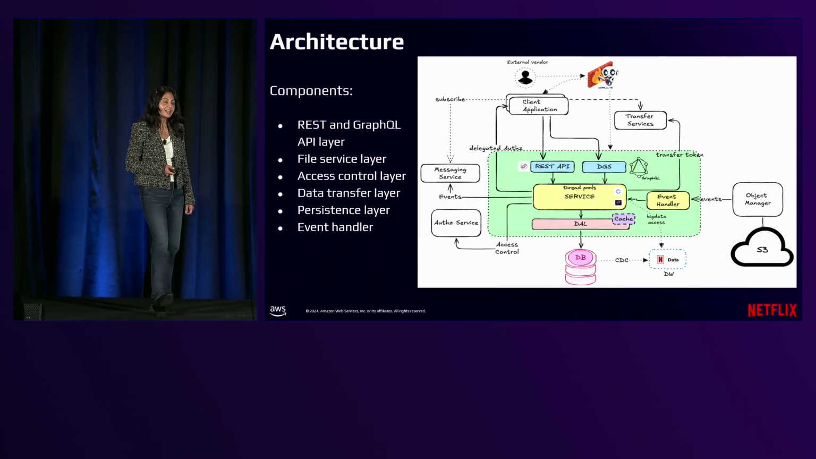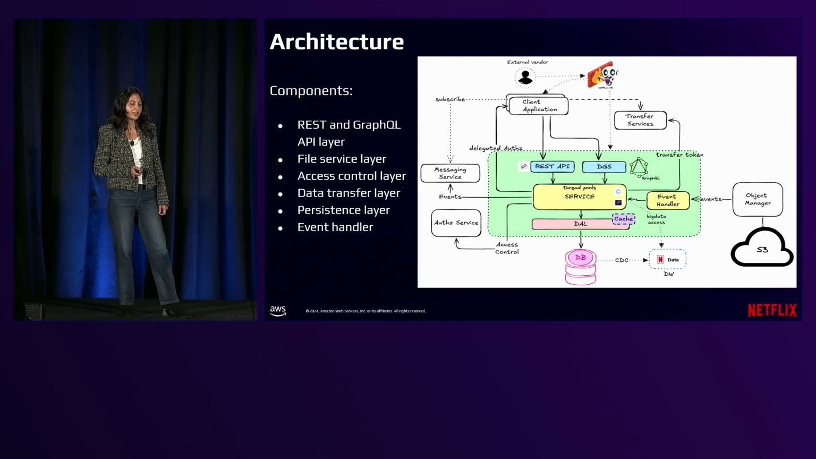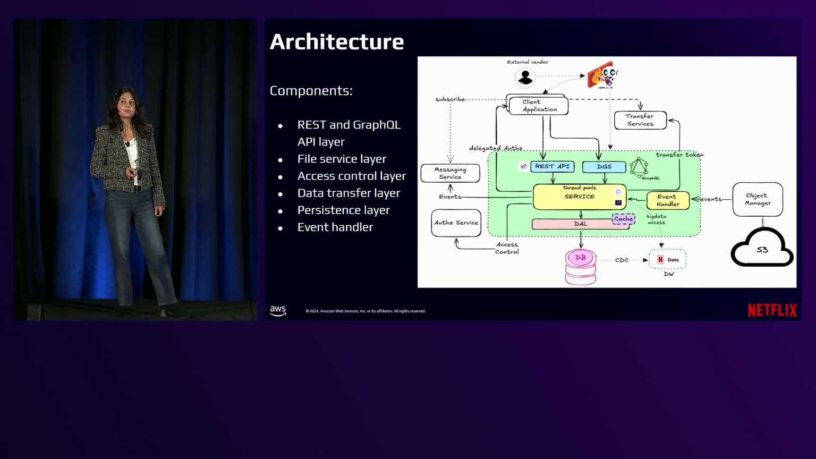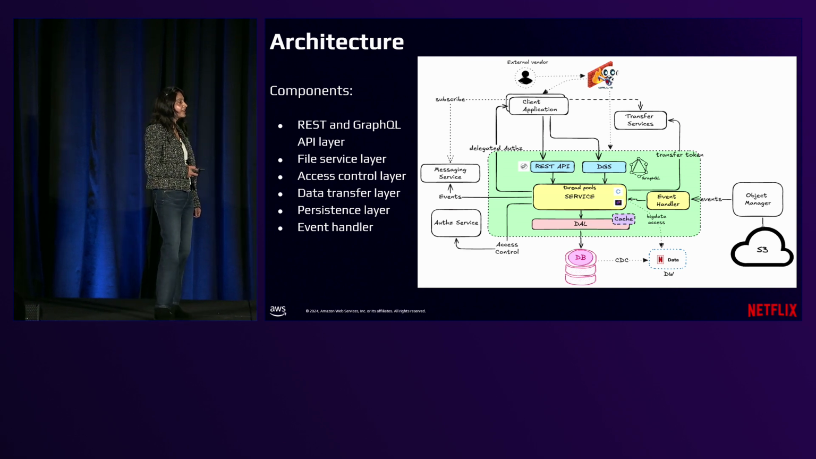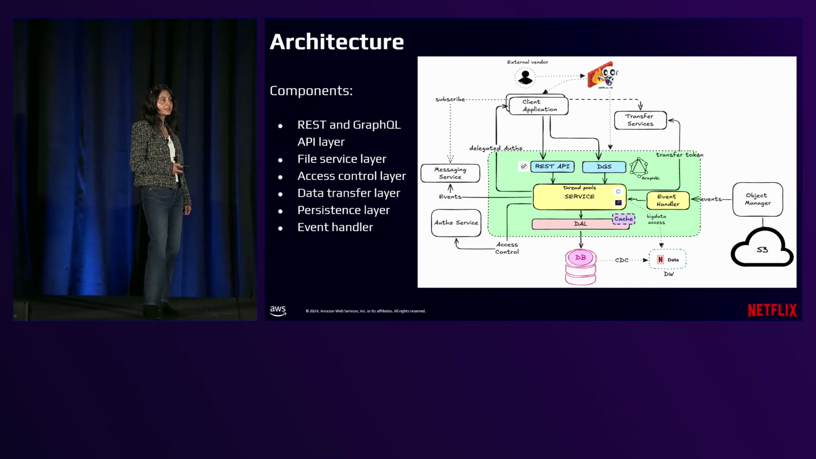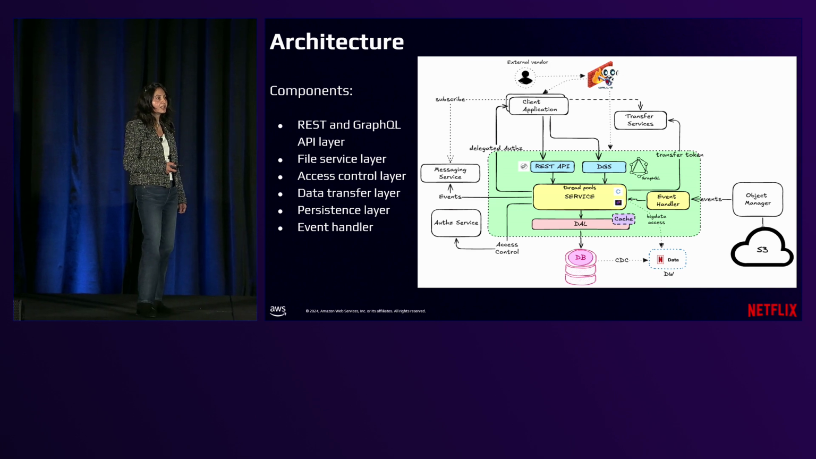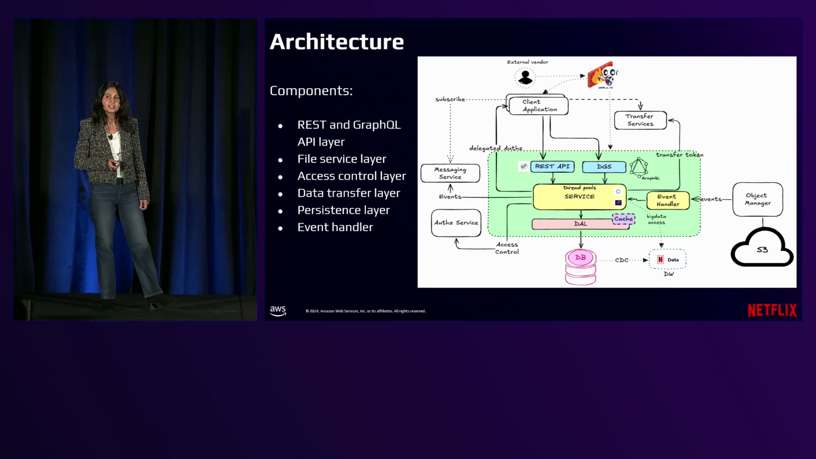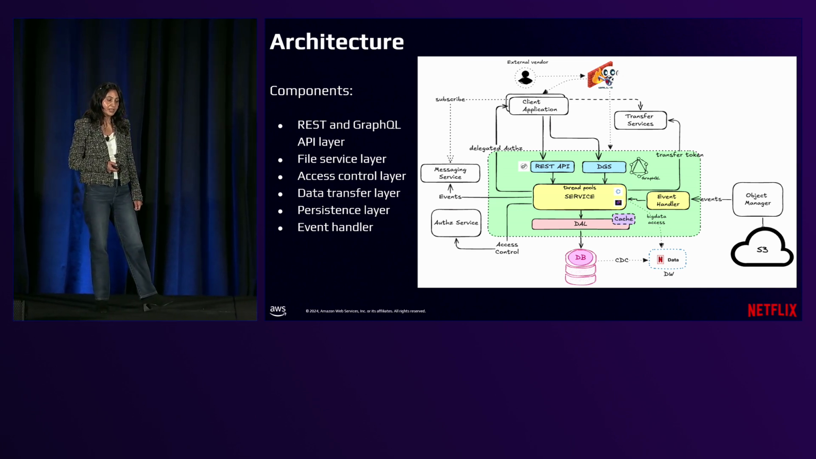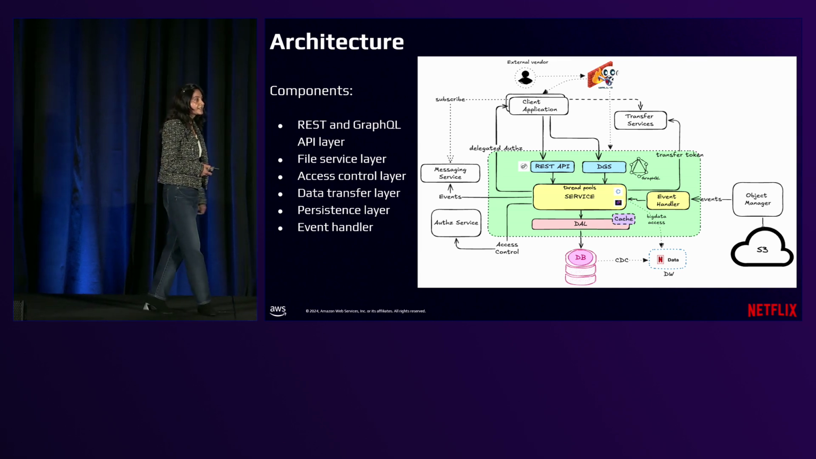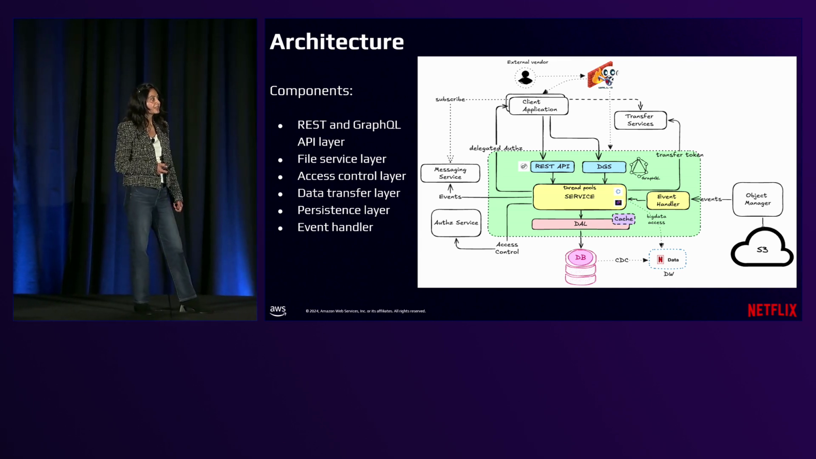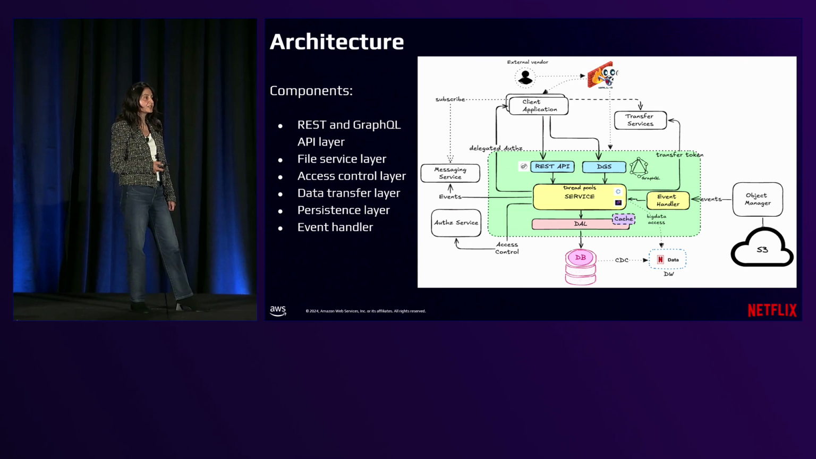Let's take a look at the high-level architecture. So what are the different components? We have a REST and GraphQL layer, which provides endpoints where users can access these files and folders. They can create, manage, copy, share, download, etc. There's a file service layer, which is the main service to perform the actual operations of managing this metadata structure.